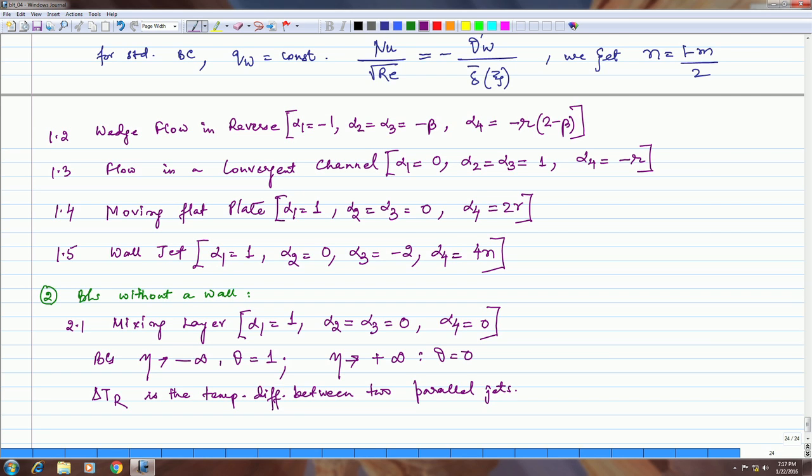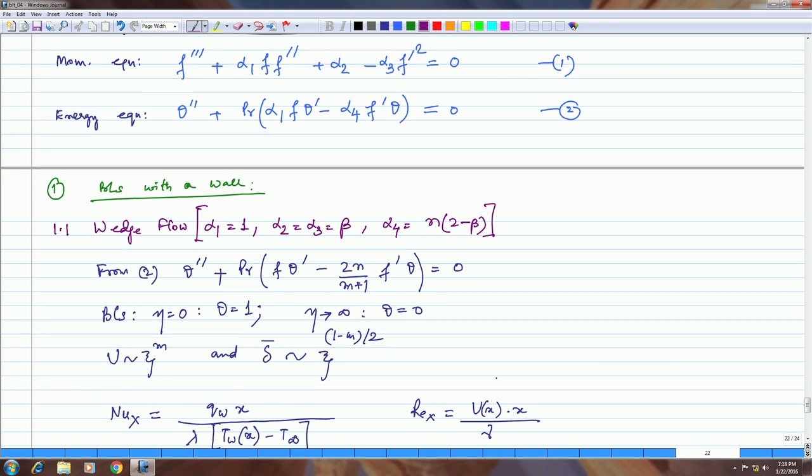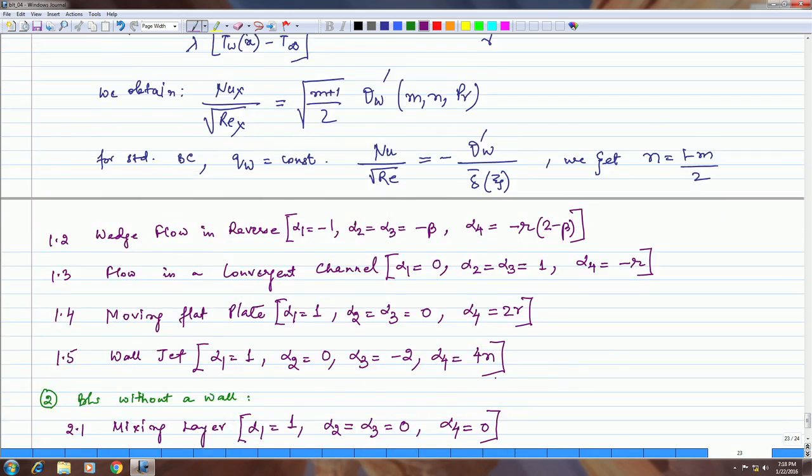So what does your computer code do? You just tell your computer code that alpha 1 is 1, alpha 2 is equal to alpha 3, which is equal to 0, and alpha 4 is 0. Now what you could do is look at the equations here, put in those values and see what the equation reduces to. That's what we're talking about here. So you need the velocity field and you also need the temperature field. You need the velocity field, it's like a forced convection thing, right?